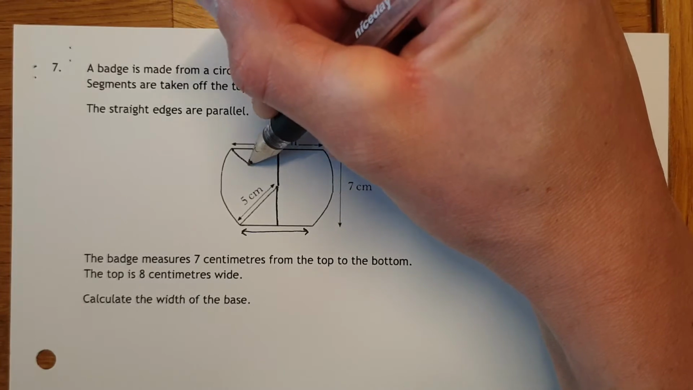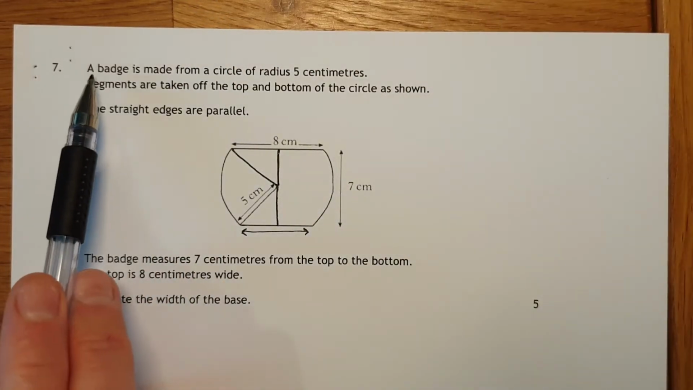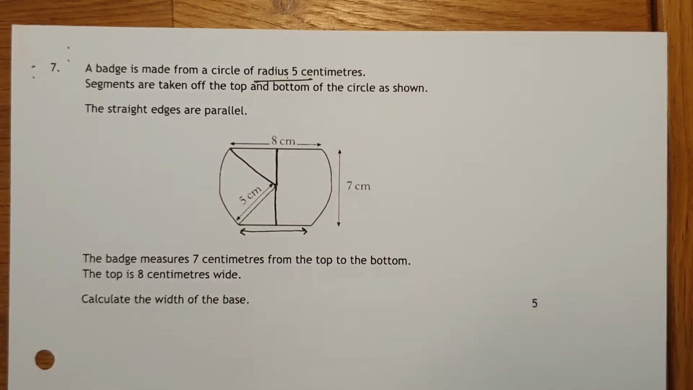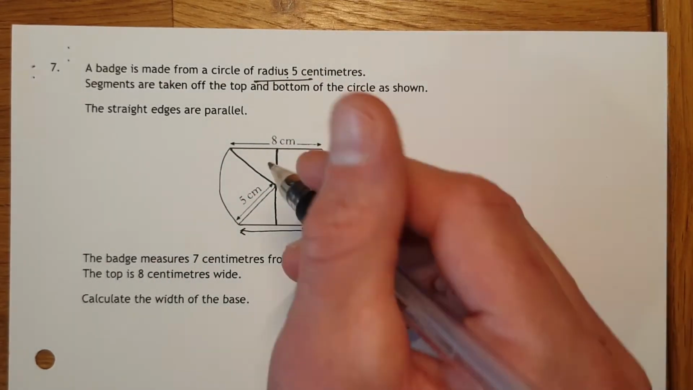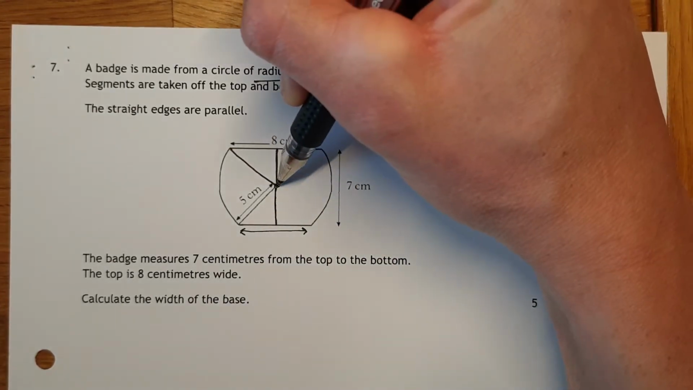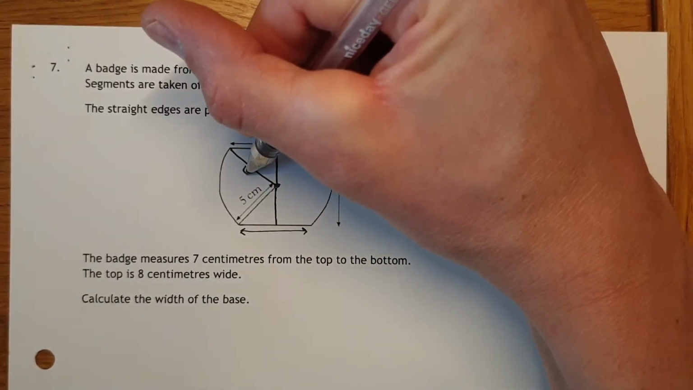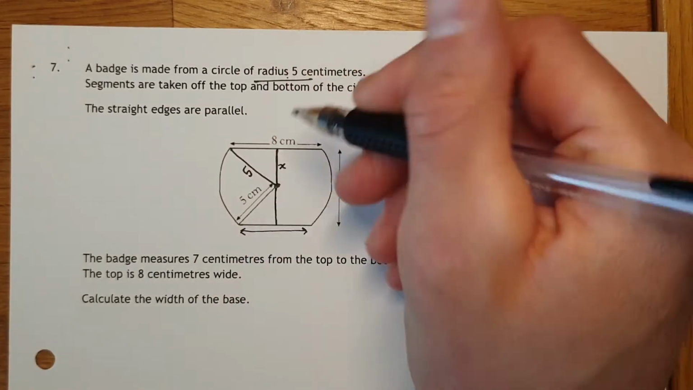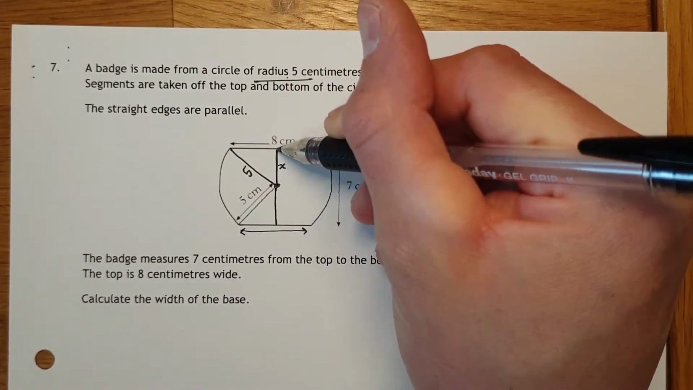Reading the question, it tells me that the radius is 5 centimetres. Now the radius is from the centre to the edge of the circle. So there's the centre. That tells you that's 5. Well, this measurement here from there to there is also 5. Now I'm going to call this measurement here x. That's from the top to the centre there.